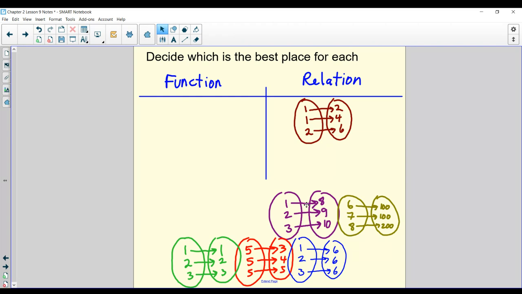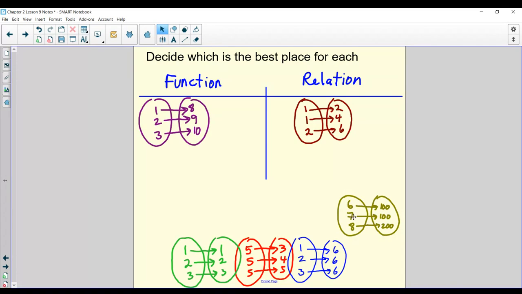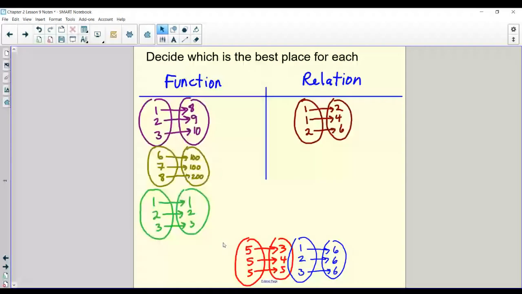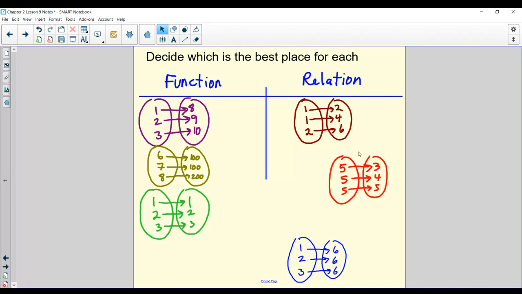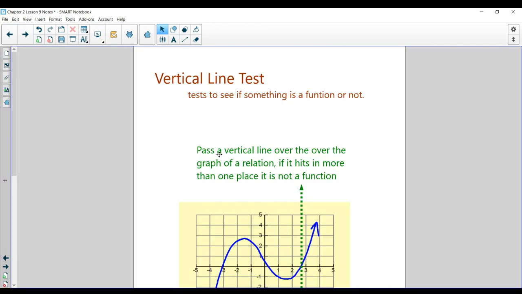(1,8), (2,9), (3,10), all different x's for the different y's. That's a function. 6 to 100, 7 to 100, 8 to 100. Again, all the x's go to a different y. There's not a repeating x, so that one is a function. Even though you have repeating y's, that's okay. This one, 1, 2, 3, 1, 2, 3, that would be a function. Repeating 5s, that one would not. No repeating x's, that one is. Okay, so that's the difference between a relation and what would make something a function.